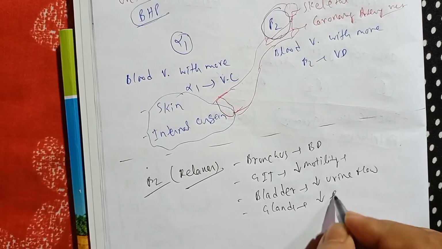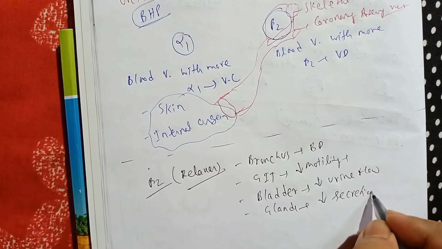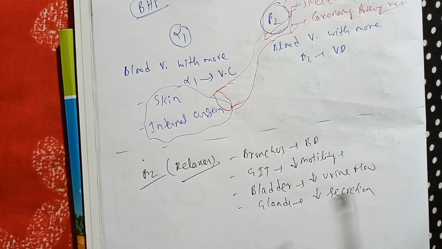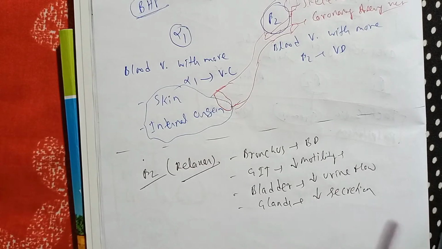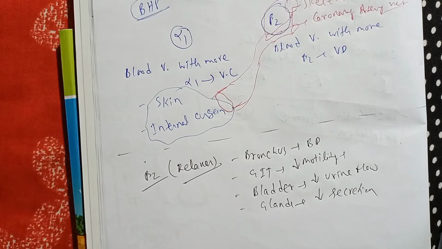Less secretion. You can understand from here, because it's the same thing, only the difference between the cholinergic and them, the sympathetic and parasympathetic, is only in the heart. Other things are totally opposite here.